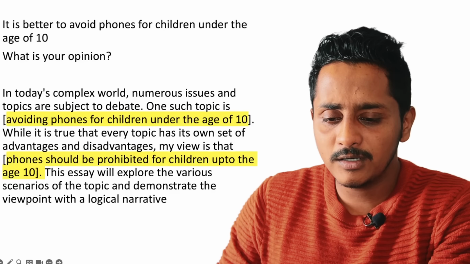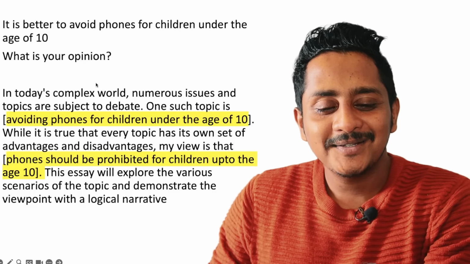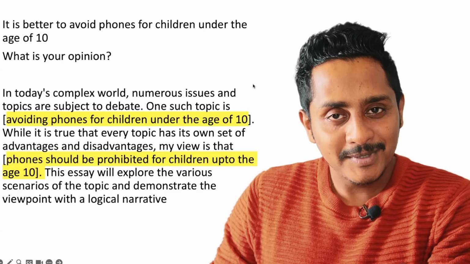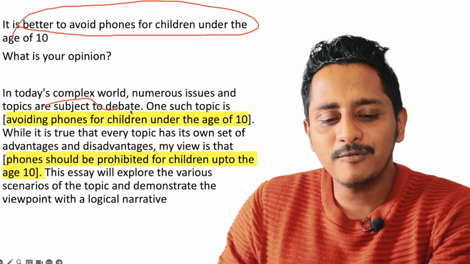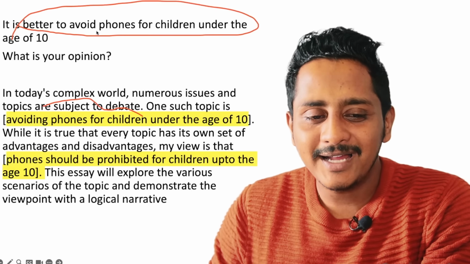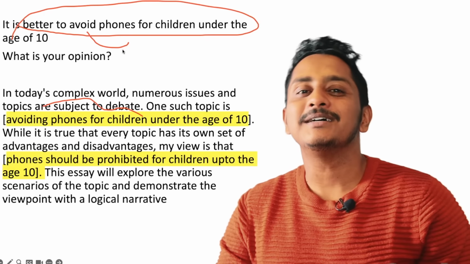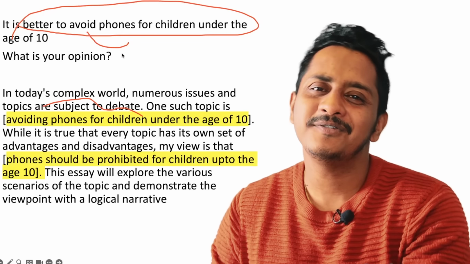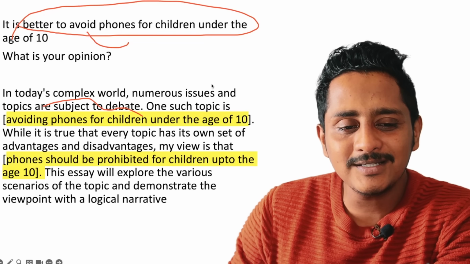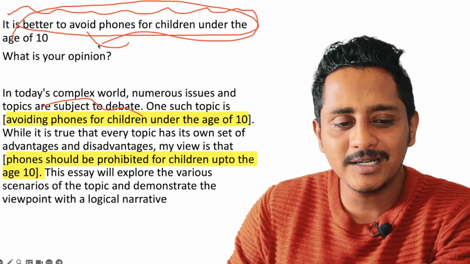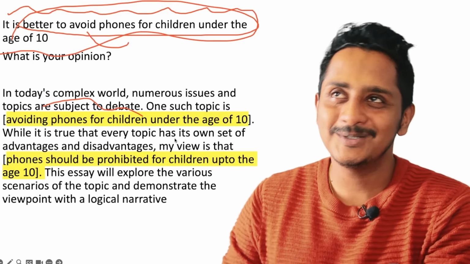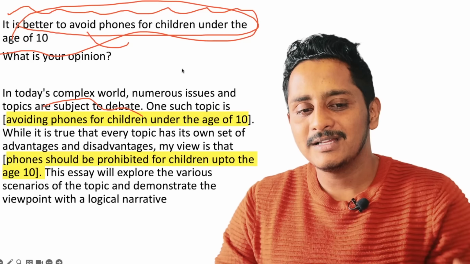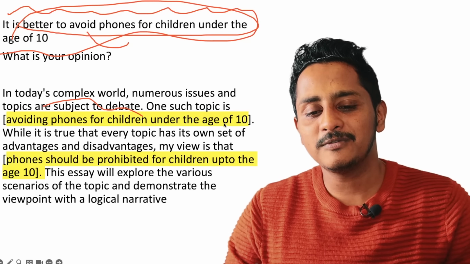Now, in today's world, complex world rather, numerous issues and topics are subject to debate. One such topic is, now we need to arrange this, avoiding phones for children under the age of 10. I did not say avoid phones, this is grammar. You need to write and get the feedback. You cannot write "one such topic is, it is better to avoid phones for children under the age of 10" as its own. No. That is what you need to have, that grammar sense, and change it to avoiding phones for children under the age of 10.